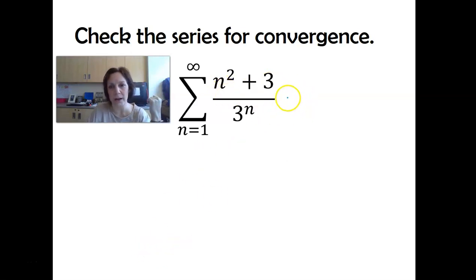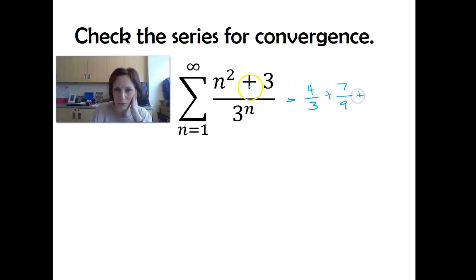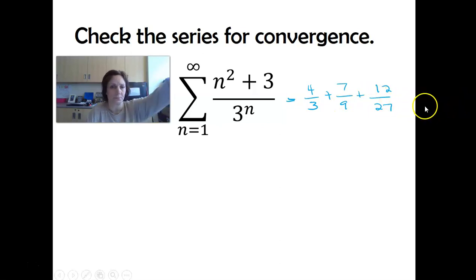Well, let's see. Let's write out a couple terms. I need my terms to be approaching 0. When I put in a 1, I get 4/3. When I put in a 2, I get 7/9. When I put in a 3, I get 12/27. It sure looks like these terms are getting smaller and smaller and smaller. It sure looks like these terms are approaching 0. So the nth term test isn't going to help me. If these terms were getting bigger, I'd say the nth term test fails, it diverges.